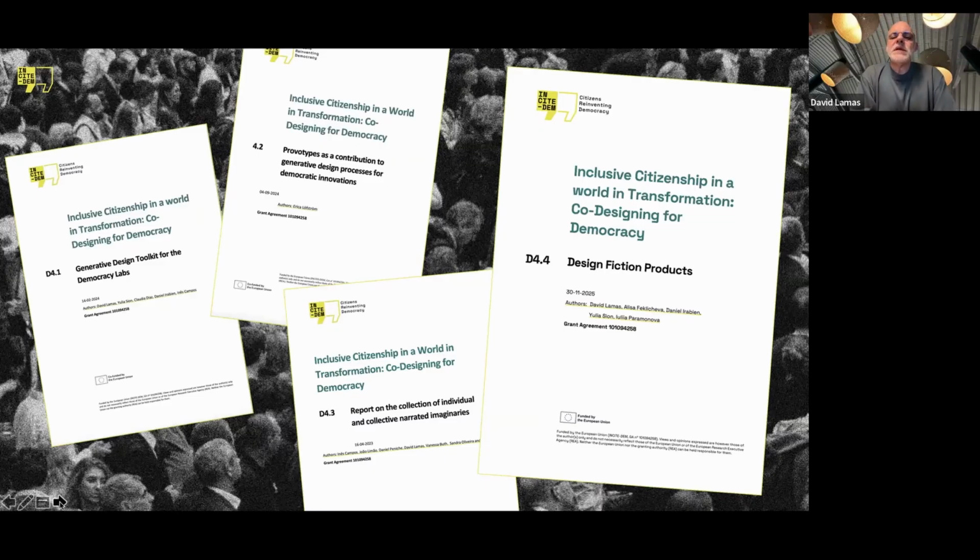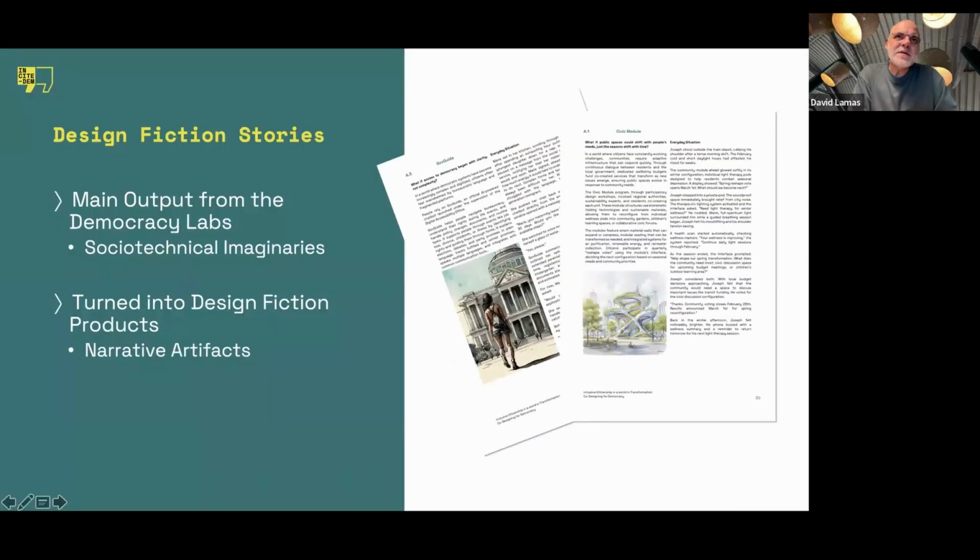As far as I understand, already deliverable 4.1 and 4.2 are available, and then 4.3 will be available shortly, and also 4.4 the moment it gets approved. Today we are focusing on 4.4, design fiction products. And I think that's it in terms of context. I will now hand over the microphone to Daniel so that he can briefly go over the rationale that took us from the results we collected from citizens to the products that Alicia will be mentioning shortly after Daniel.